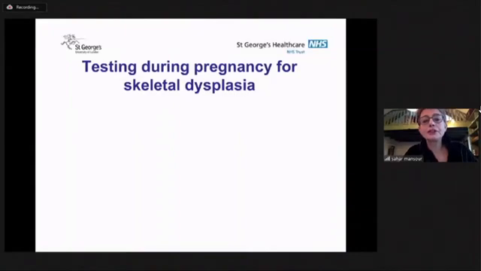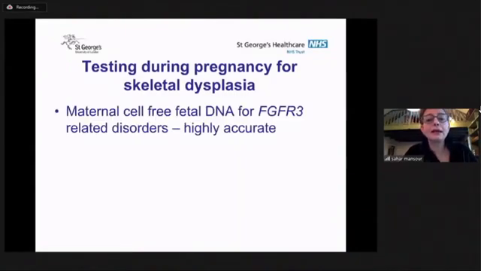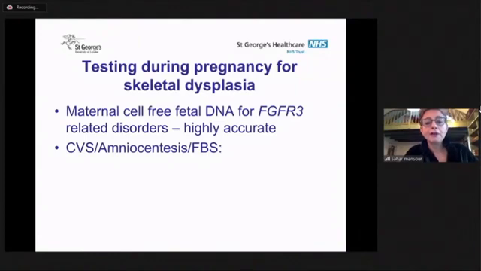So, testing during the pregnancy for skeletal dysplasia, the tools we have: if you think this is thanatophoric dysplasia, achondroplasia or hypochondroplasia, cell-free DNA, NIPD, is enormously helpful, highly accurate, very reliable. If not, if you don't think it's one of those 3 conditions, then you probably need to do a CVS or an amnio or even a fetal blood sample if it's later in the pregnancy.